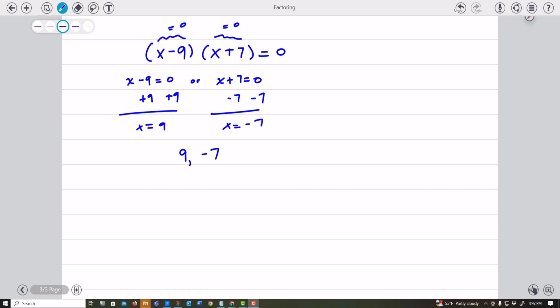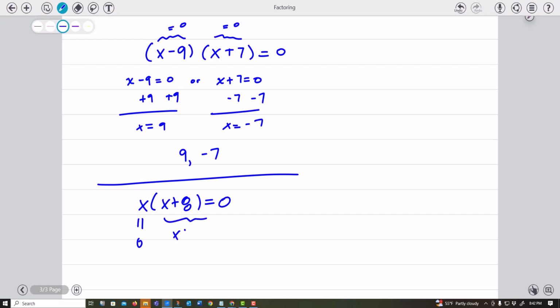All right, continuing on with these, we could have maybe x times (x plus 8) equals 0, and the same thing holds true, that either x is 0 or x plus 8 would equal 0, which would be negative 8. So we'd get our answer 0 and negative 8.